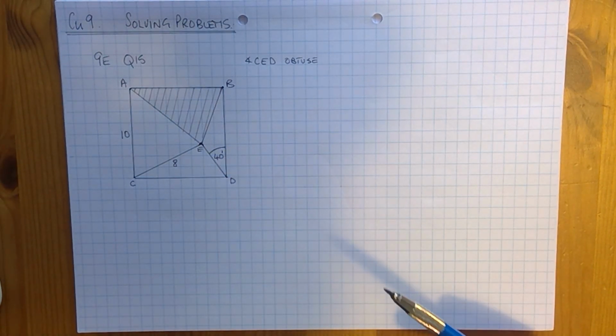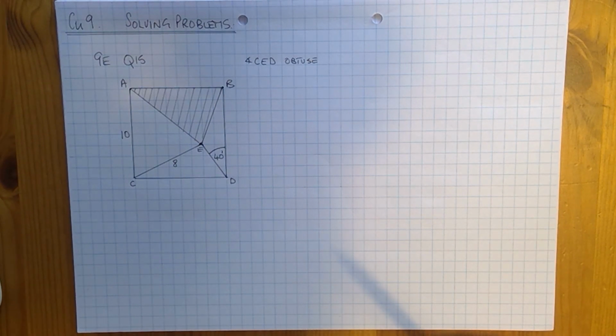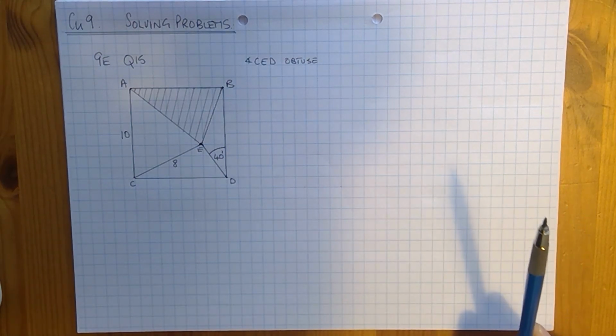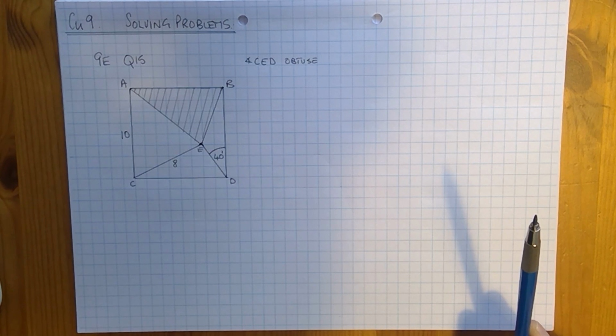Okay, this is the solving triangle problems exercise. It's exercise 9E. There's no new learning here as such. It's just putting together everything that you know or have learnt so far in order to solve a problem. This is question 15 from 9E. I'm going to go through the methods that I would use to solve the problem.